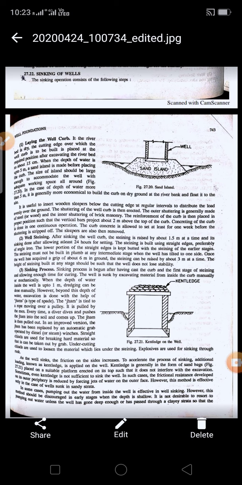superstructure. It is useful to insert wooden sleepers below the cutting edge at regular intervals to distribute the load evenly over the ground. The shuttering of the well curb is then erected. The outer shuttering is generally made of steel and the inner shuttering of brick masonry. The reinforcement of the curb is then placed in the proper position such that the vertical bars project about 2 meter above the top of the curb.